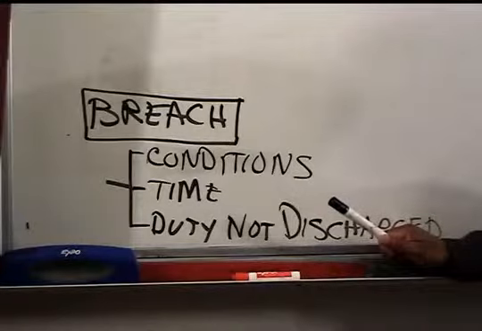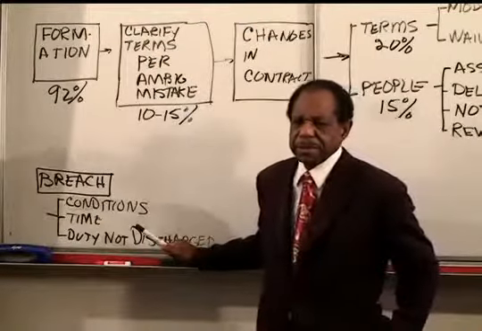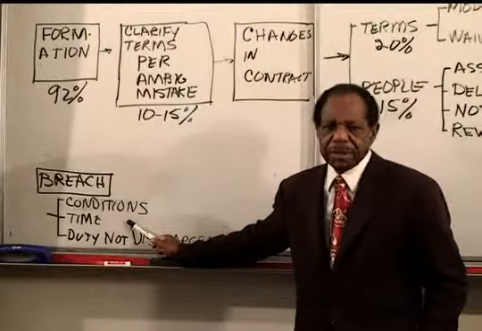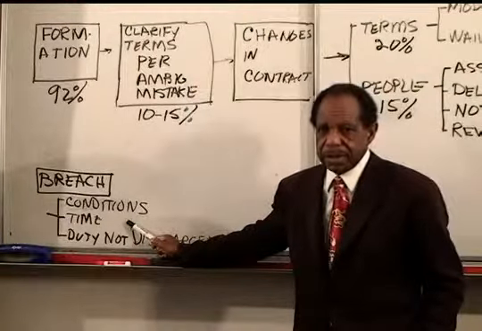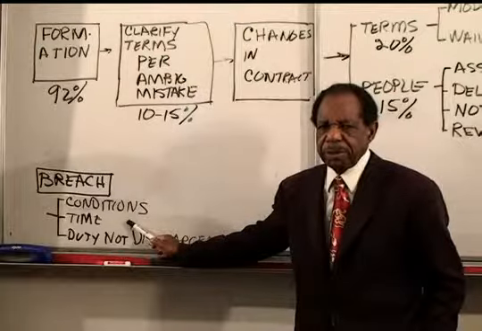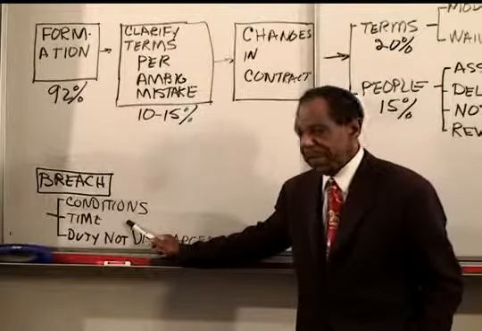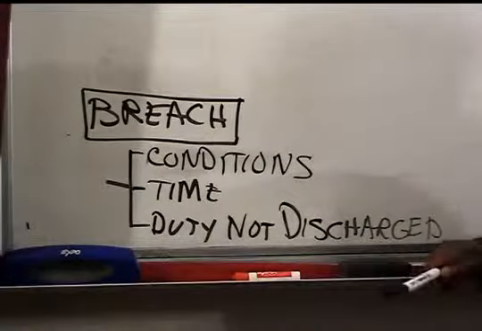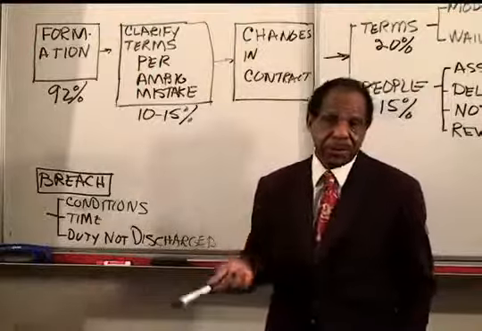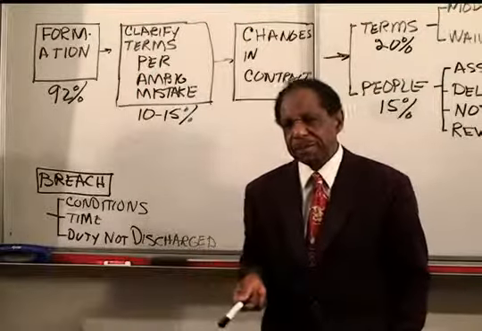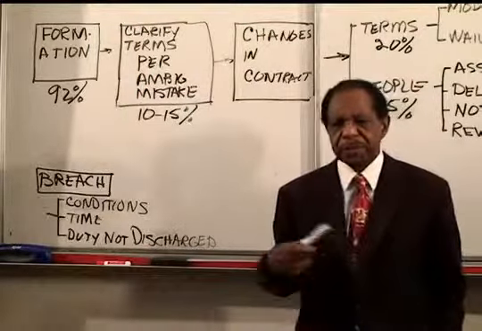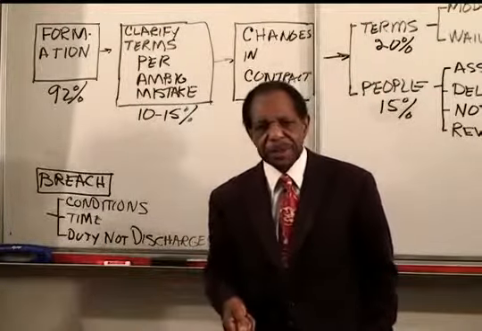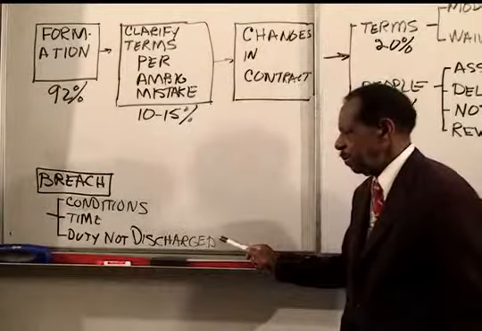Time for performance. If I'm supposed to paint your house by a certain date, obviously if that date hasn't come yet, then I'm not liable for suit yet unless there's anticipatory repudiation. We obviously will talk more about that. And finally, the duty is not discharged. My duty to paint your house might have been discharged because, for example, maybe I've already painted it. Or maybe my duty to paint your house was discharged because it burned down. It's impossible to paint it now.